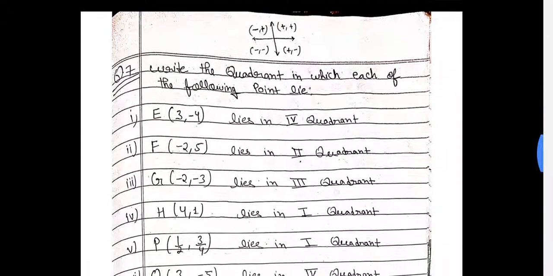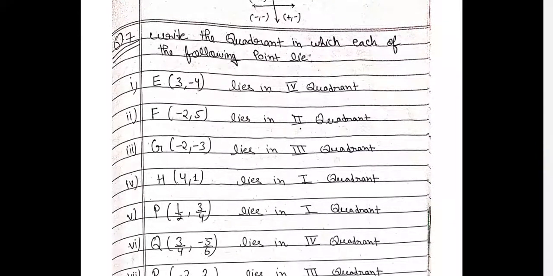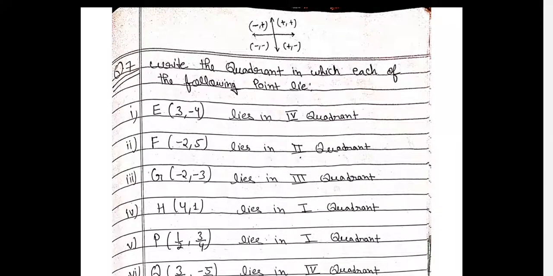Okay, now write the quadrant in which each of the following points lie. Now you have to tell in which quadrant this point lies. Now just look at the sign only. Now I am drawing one diagram also. It is plus plus, minus plus, minus minus, plus minus. So the sign is what? Plus minus. Plus minus lies in the fourth quadrant. So you have to write here fourth quadrant.